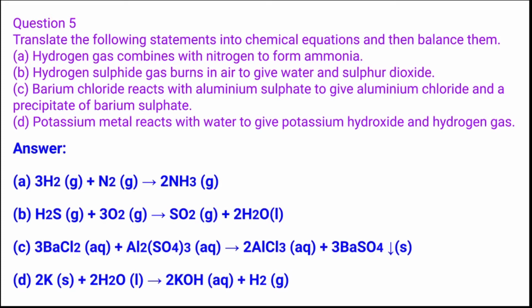Third one is, barium chloride reacts with aluminium sulfate to give aluminium chloride and a precipitate of barium sulfate. Answer is 3BaCl2 plus Al2(SO4)3 gives 2AlCl3 plus 3BaSO4. Last one is, potassium metal reacts with water to give potassium hydroxide and hydrogen gas. And the answer is 2K plus 2H2O gives 2KOH plus H2. Let's move on to the next question.